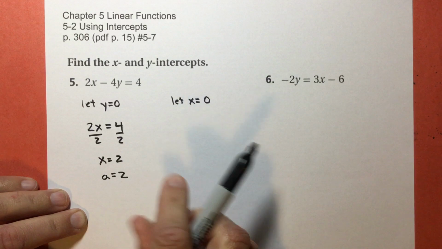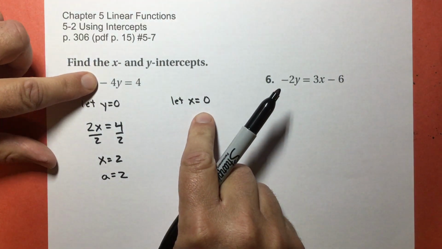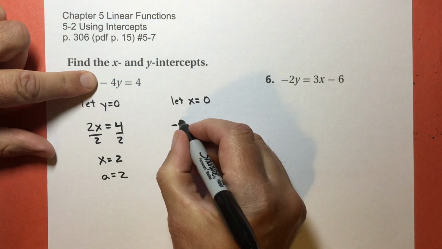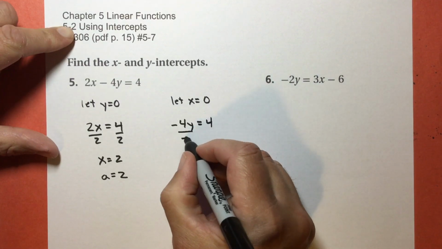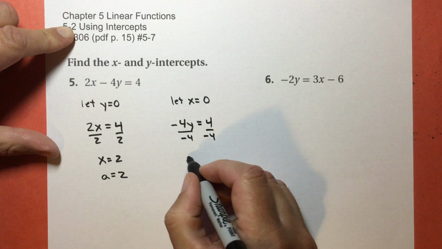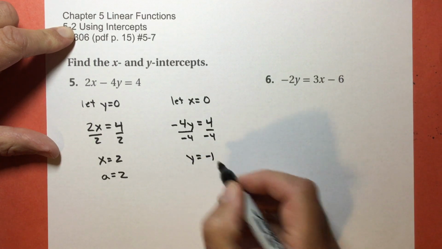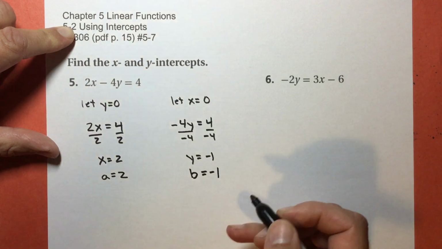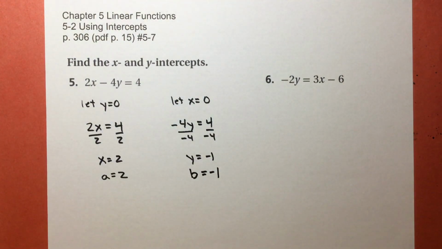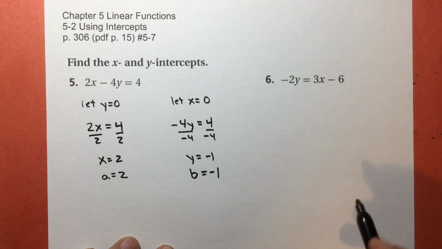To find the y-intercept, I'm going to let x equal 0, so this is going to go away. And it's just going to remain negative 4y equals 4. Divide both sides by negative 4, and I get y equals negative 1. So my y-intercept, which is named b, is going to be negative 1. And that's all that you have to do. Let's look at problem number 6.